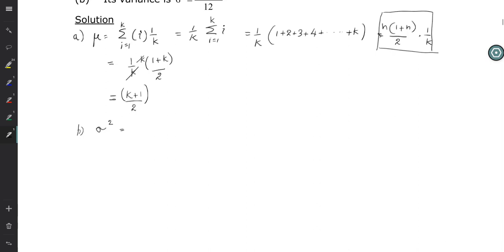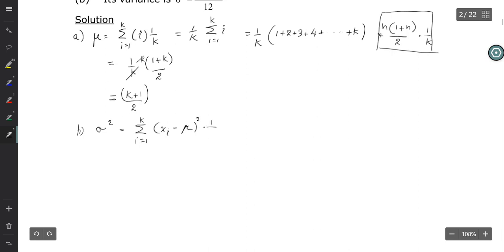Sigma square is the sum of i going from 1 to k, (xi minus mu) square times 1 over k. So let's expand this one. Again, taking 1 over k outside, the summation i going from 1 to k, (i minus mu) square.